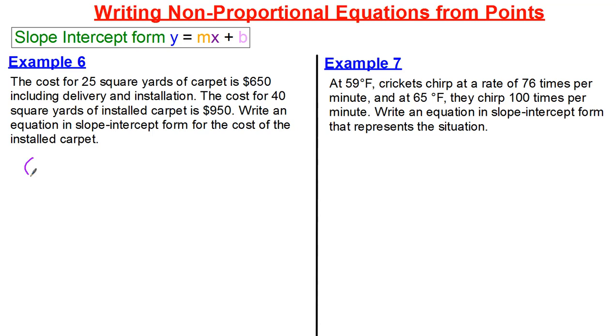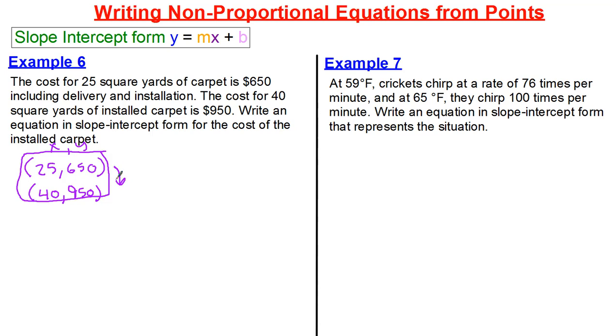So my first coordinate is 25 and 650. Now, the cost for 40 yards of installed carpet is $950. So my second point is 40 and $950. Write an equation in slope-intercept form for the cost of the installed carpet, okay? So I could create a table if I want to, x values and y values, and then change in y and change in x, okay?